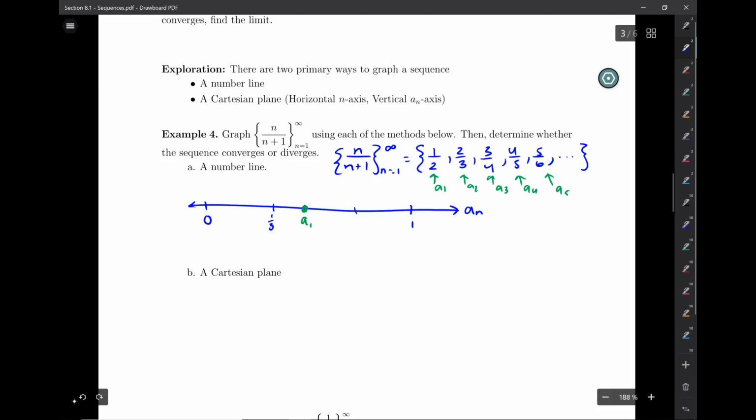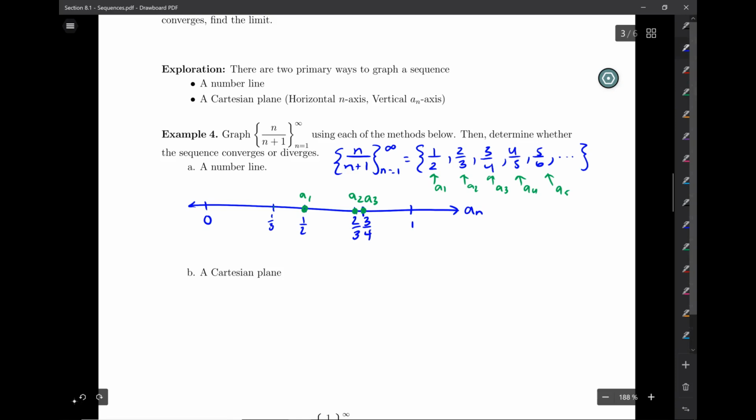I should probably label these. I think I'll write a sub 1 at the top instead. 1/2, 2/3. So a sub 2 is 2/3. A sub 3 is 3/4, which would be halfway. And if your number line's not perfectly scaled, like mine is, mine's perfect, no, not really, then just do your best. So a sub 3 is 3/4, and I'm going to stop splitting it into its perfect fractions now.